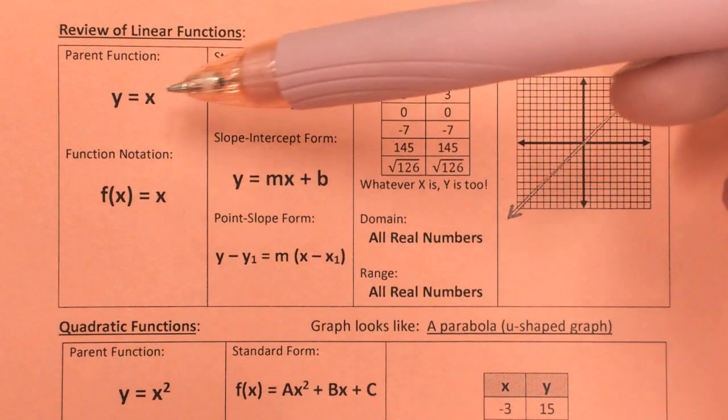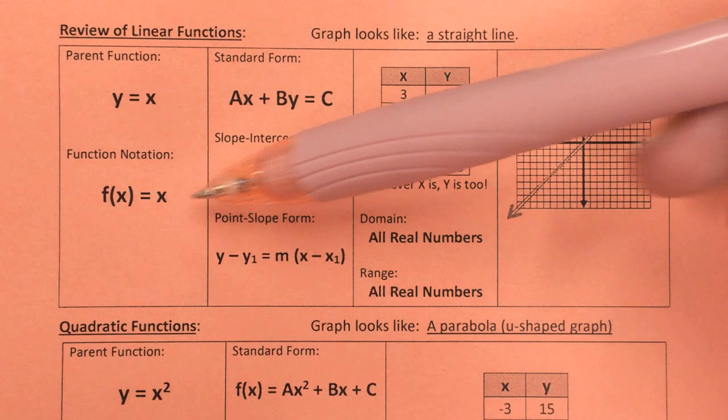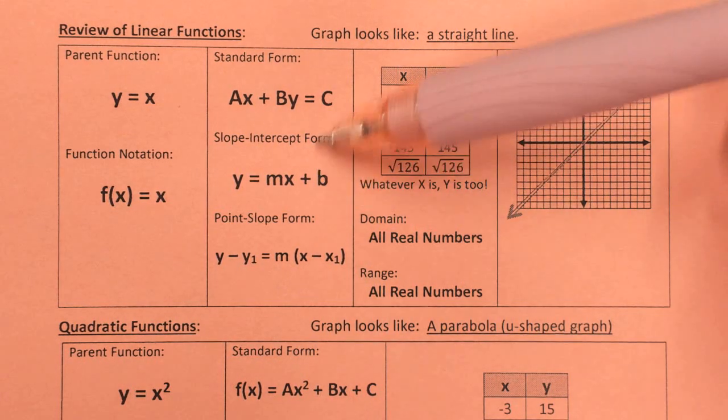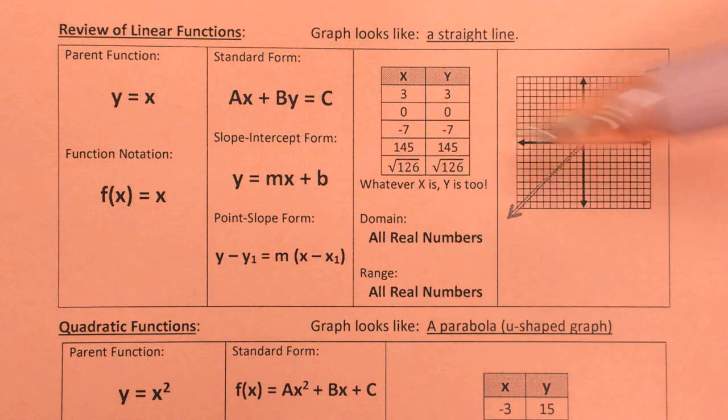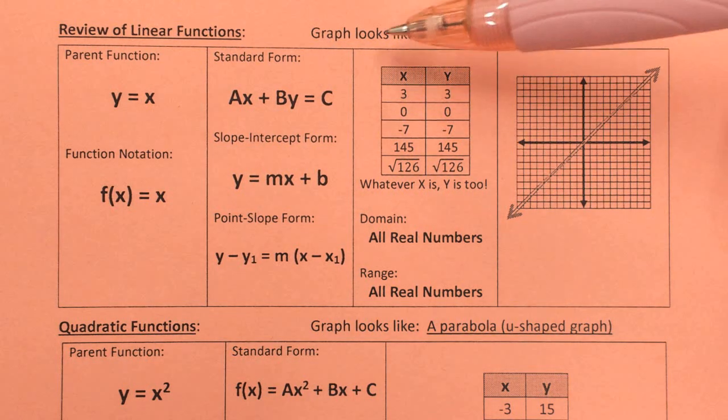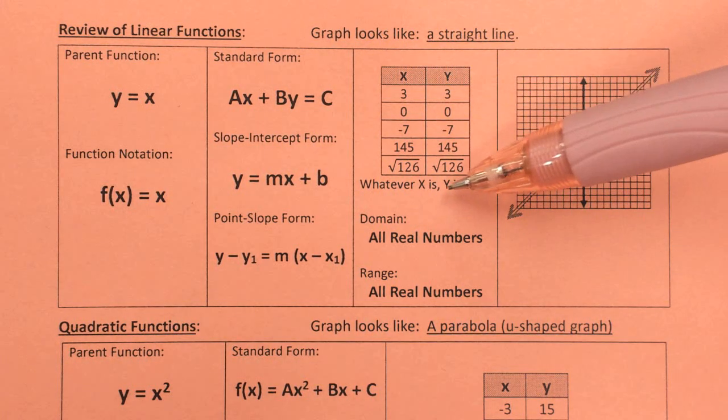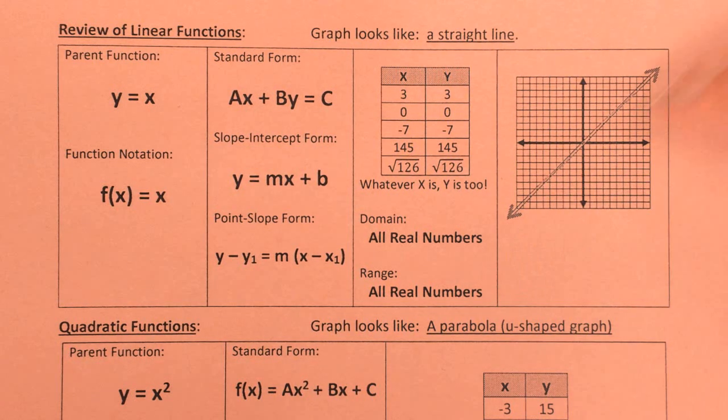Okay, a linear function, parent function is y equals x, f of x equals x. It looks like a straight line. We have three forms, which are on your formula chart. When I look at a table, I can tell I've got the linear parent function because all the x values and y values are the same. The domain of a linear function is all real numbers. The range is also all real numbers.